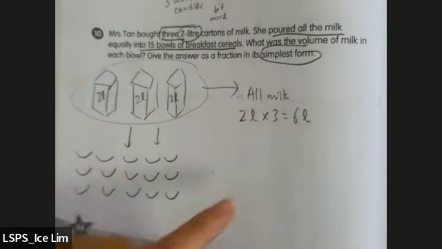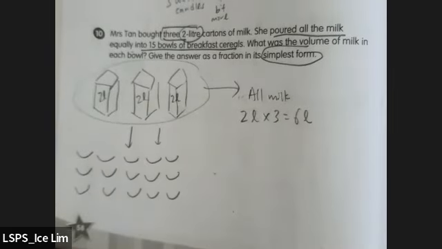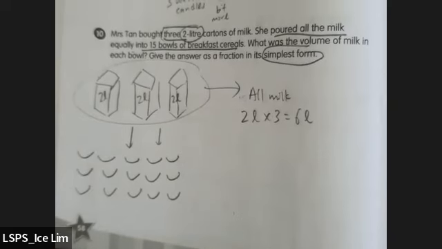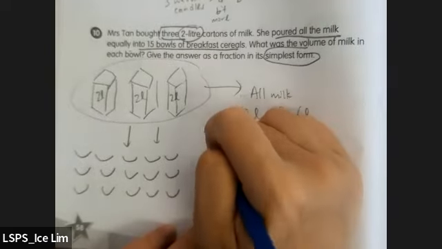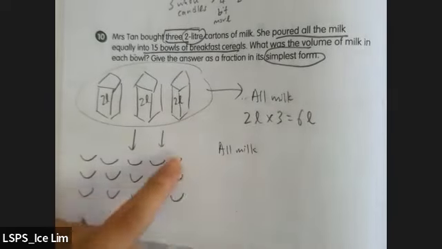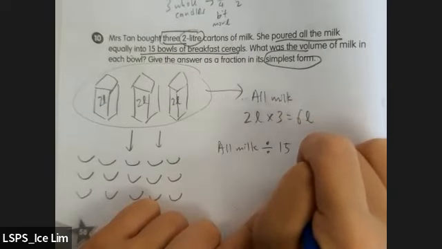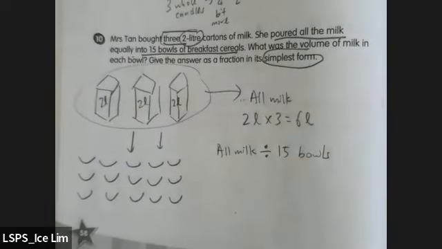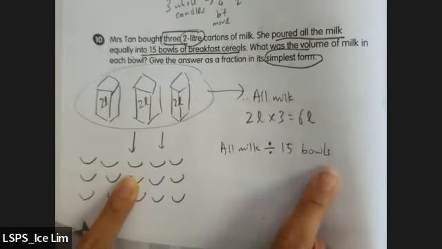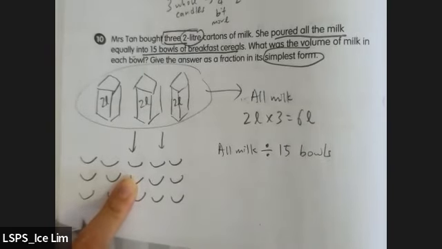The key marks will go to the next step, which is, you ask yourself, when you're not sure, you write down the equation in words. What do I mean? I have all the milk, according to the picture drawn here, it should be all the milk here divided by 15 bowls. That means I pour the milk into the 15 bowls. Not 15 bowls pour into the carton.